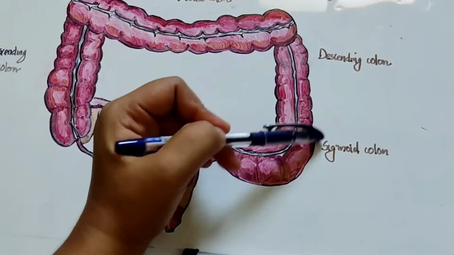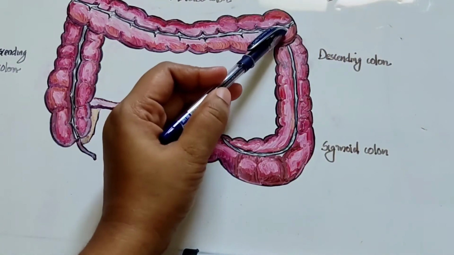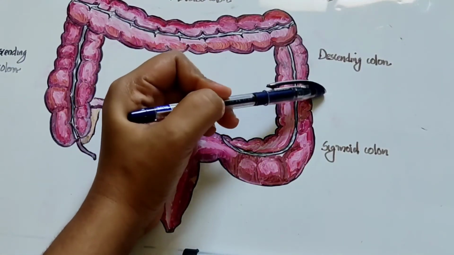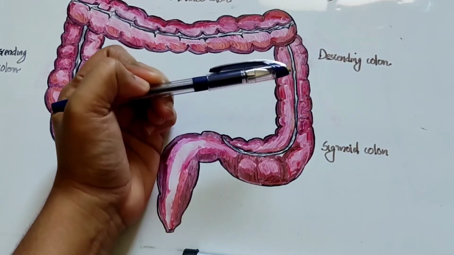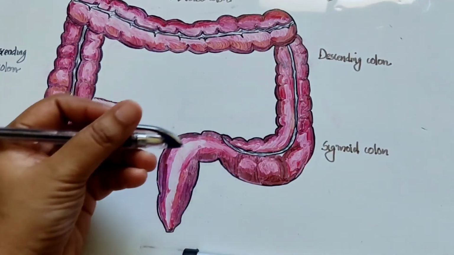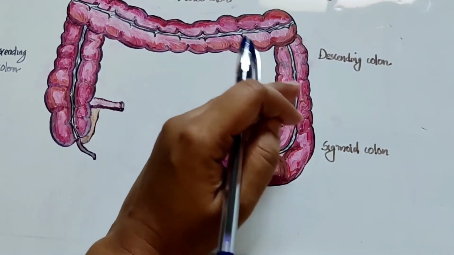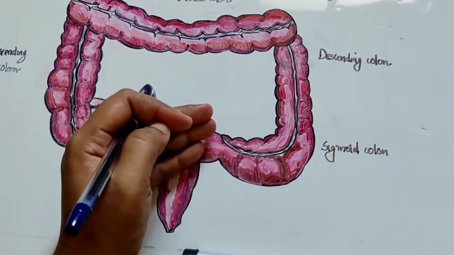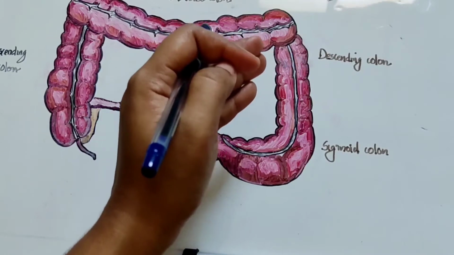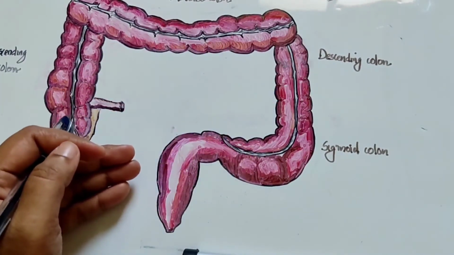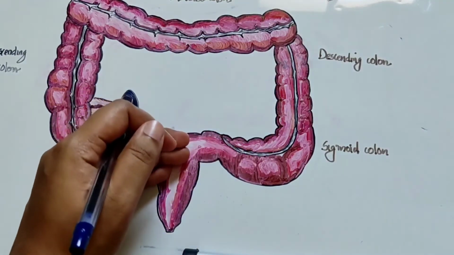So next is the descending colon. It extends from the left colic flexure to the sigmoid colon, and it is about 25 centimeter long. It runs vertically up to the iliac crest, and from the iliac crest it inclines medially on the iliacus and the psoas major to reach the pelvic ring. Then it continues with the sigmoid colon.